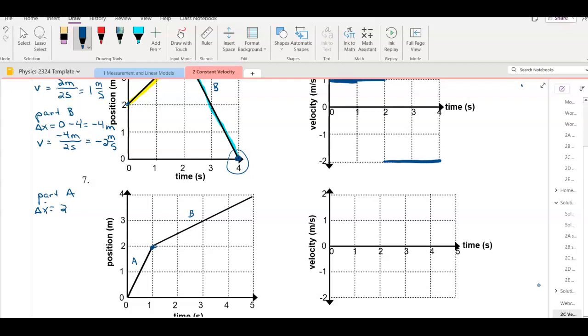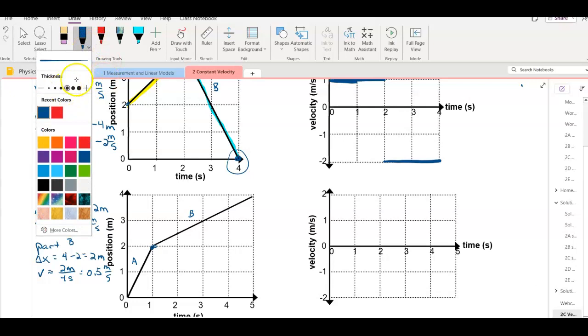So the displacement for part A, let's see, the final position of part A is position 2, and the original position was 0, so it went 2 meters. And so the velocity of part A is that 2 meters that it moved in 1 second, so it's 2 meters per second. In part B of the trip, the displacement is 4 minus 2. It moved 2 meters up, and it did that in 4 seconds, so the velocity is 2 meters over 4 seconds. It's 0.5 meters per second.